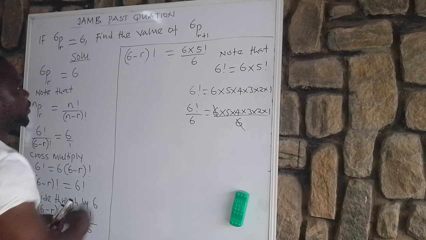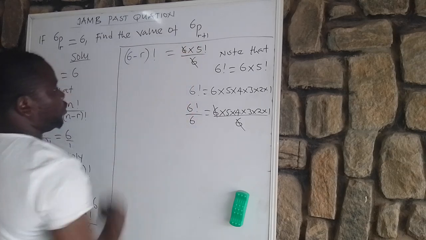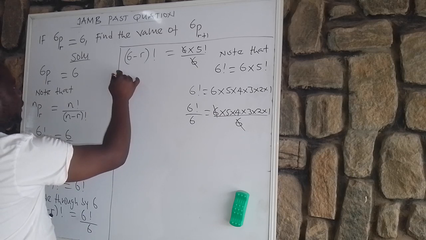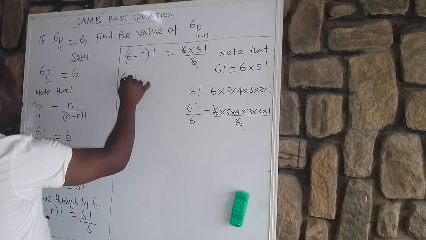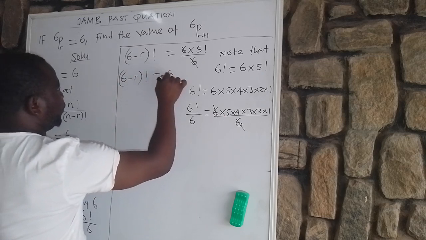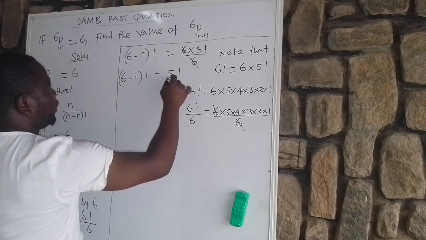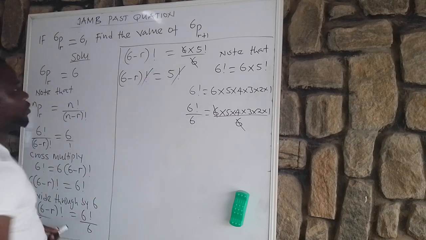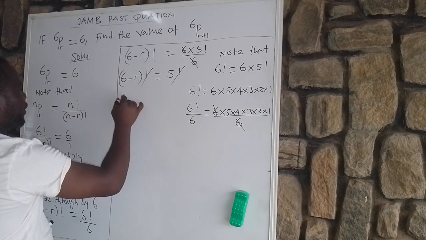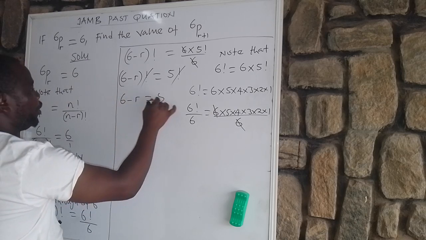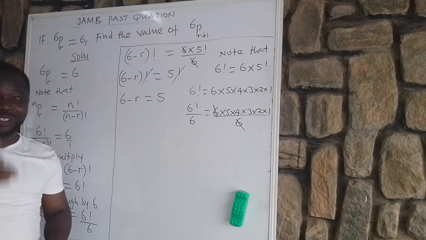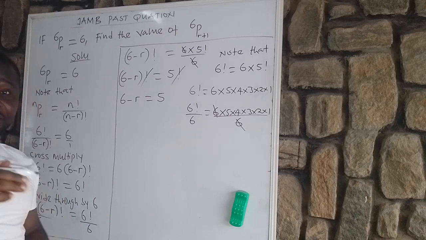So if you agree with me, we have (6 minus r) factorial equals 5 factorial. Then factorial and factorial will cancel, or you divide through by factorial, and you have 6 minus r equals 5. The life of mathematics is always beautiful with Mr. Osi. I hope you are following me.